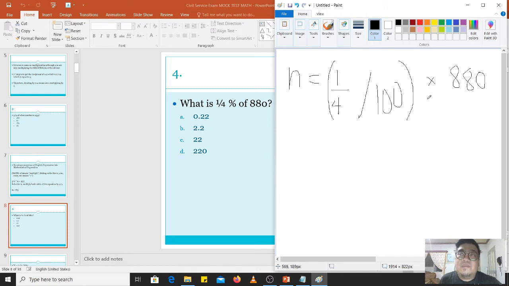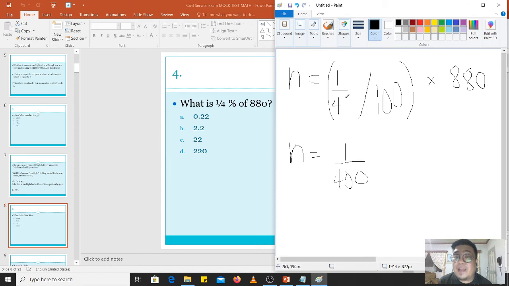No? So, basta tatandaan lang natin, pag may hinahanap, you write it as a variable. Pag may nakita kayong mga verbs, you write it as an equal sign. Pag may nakita kayong off, ibig sabihin nun, multiply. Okay? So, solve na natin ito ngayon. N is now, ano ba yung 1/4 divided by 100? Diba parang 1/400 lang ito. Okay? 1/400.